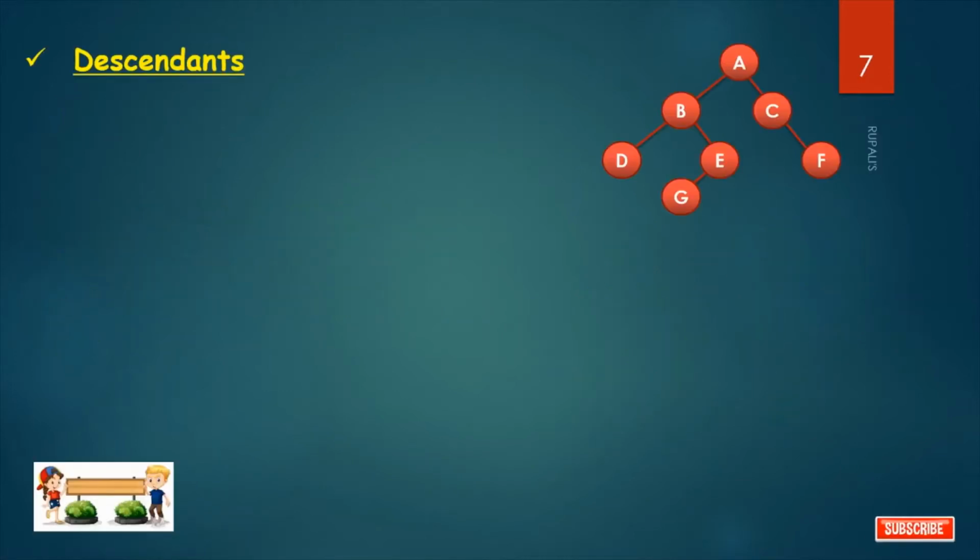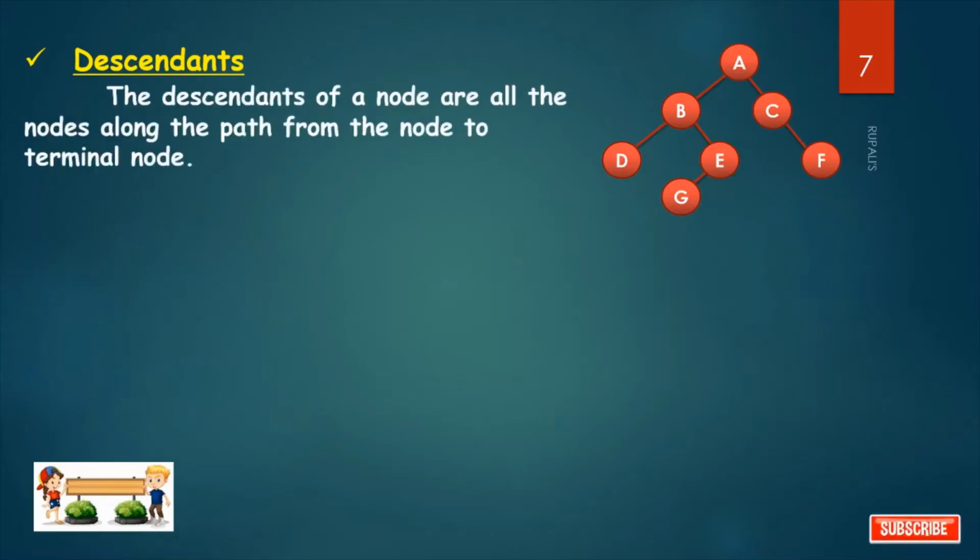Descendants. The descendants of a node are all the nodes along the path from the node to the terminal node. So, what are the descendants of B? From that node to the terminal node. So, the descendants of B are D or E and G. Descendants of A are B, E, G or B, D or C, F. So, these are the descendants of A.